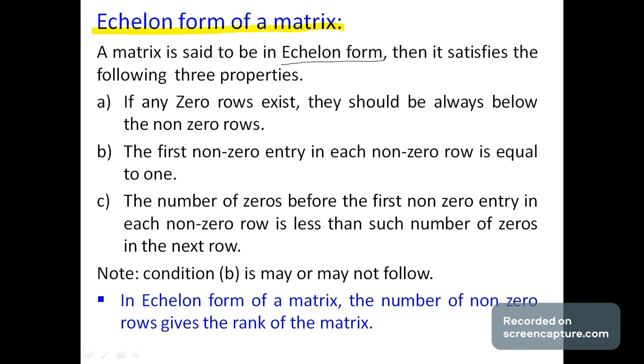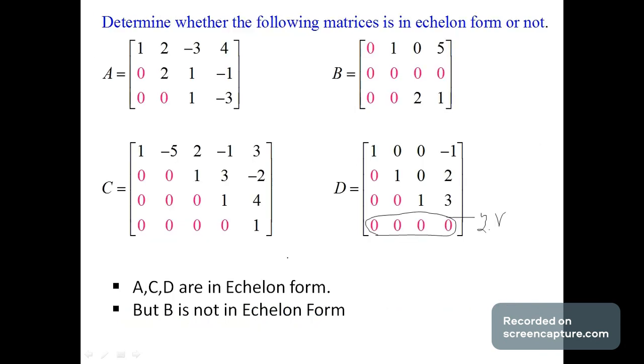The second point is the first non-zero entry in each non-zero row is equal to 1. Okay, the first non-zero entry. This is the non-zero row, and the first non-zero entry is always 1.